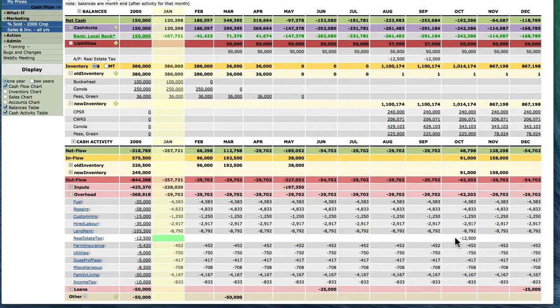The real estate tax was paid in October, but remember we said it was going to be due in August. So what happened here? Well, let's look above. An accounts payable for real estate tax was automatically created. We had the amount due but not paid. It was carried for 2 months and paid off in October.